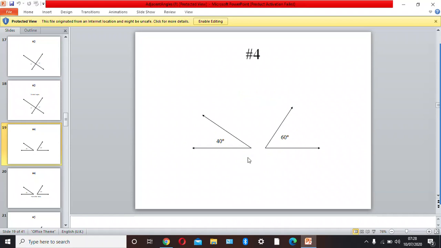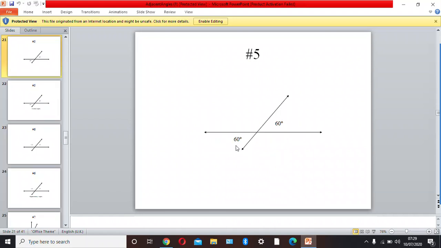Let's look at question 4. 40 plus 60 degrees. Is it a complementary angle? No. Is it a supplementary angle? No. So your answer is what? None of the above, because it's not even adjacent and it's not vertically opposite. So we cannot call it any of those angles. Your answer is none of the above.